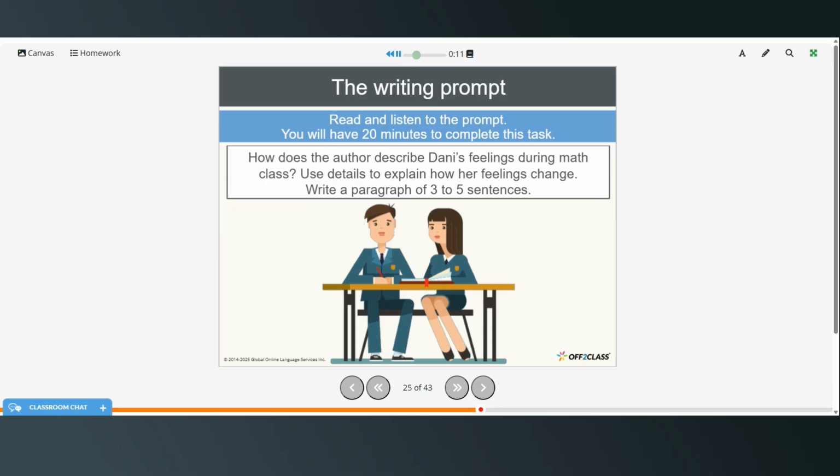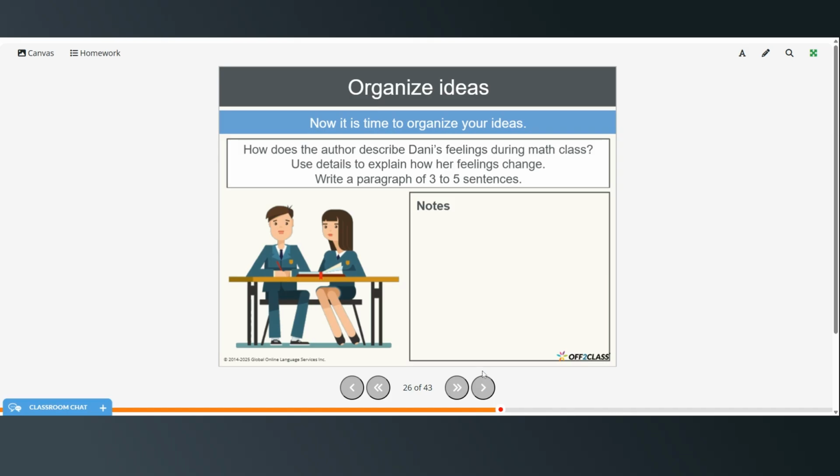How does the author describe Danny's feelings during math class? Use details to explain how her feelings change. Write a paragraph of 3 to 5 sentences. All right, for this task, you have 20 minutes. So if you want to practice in real time, you can set a timer for 20 minutes.